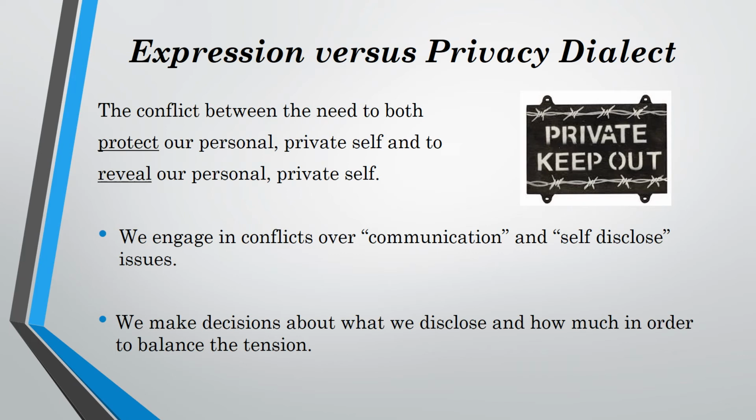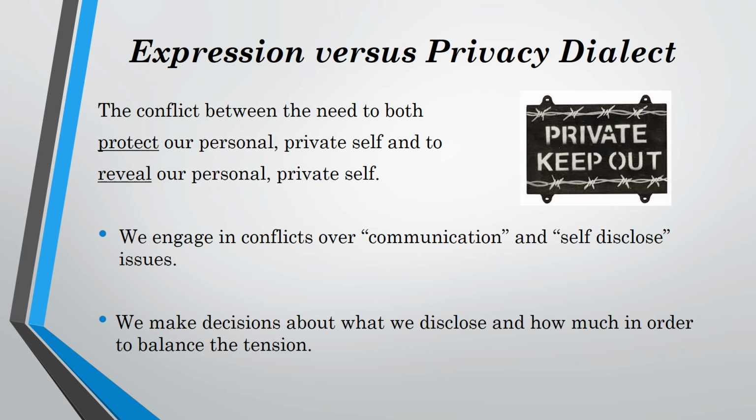So we know ourselves best privately. And then we're strategic in choosing what parts of ourselves to reveal and share and talk about with others. So this is a conflict over the need to protect versus reveal. We make decisions about what we disclose and how much in order to balance the tension. So think back to our discussions on self-disclosure, intimacy, and trust over the semester.